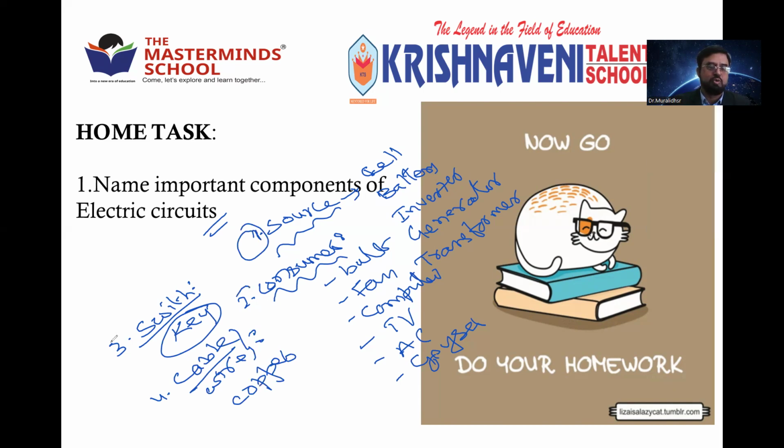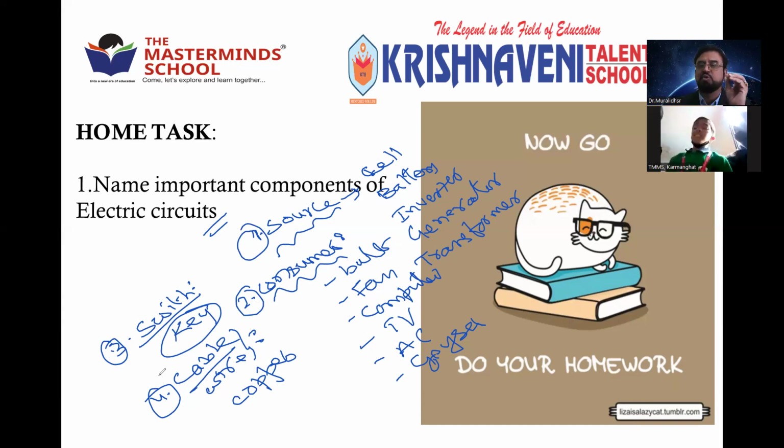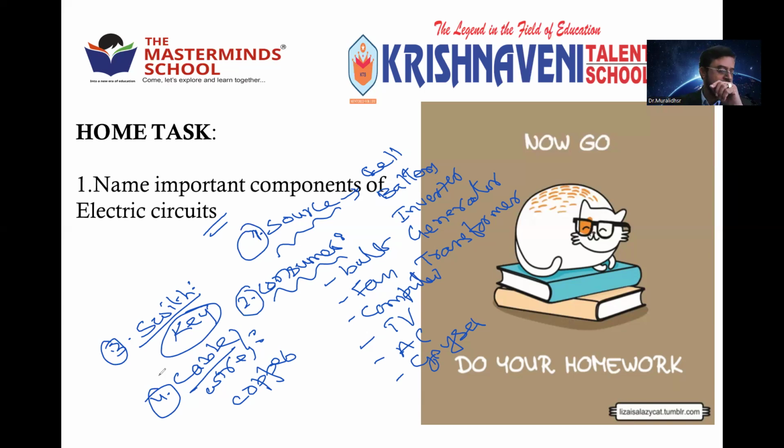1, 2, 3, and 4. Minimum these 4 components are required to make a circuit. There may be 100 sources. There may be thousands of consumers. There may be any number of switches and any number of cables. But the minimum requirement is 1 for each. They are called components of electric circuit: source, consumer, switch, cable or wire. Right? This is the home task today. Whatever the task is given for you is these 4 important components.